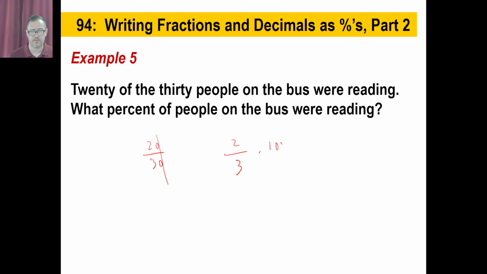Multiply by 100%. All right. There you go. Okay. Well, 2 times 100 is 200. Divide by 3. There you go. If you do the long division or short division, you'll find that it is 66 and 2/3%. There you go. Okay. All right.